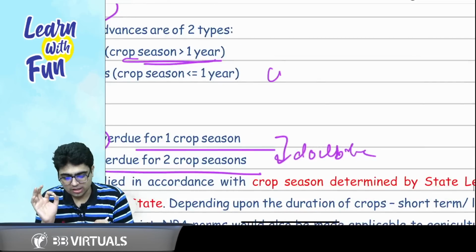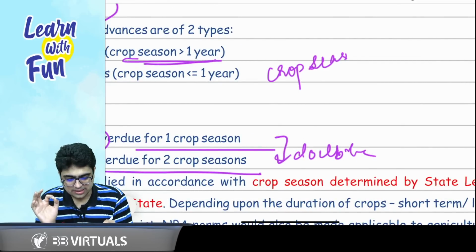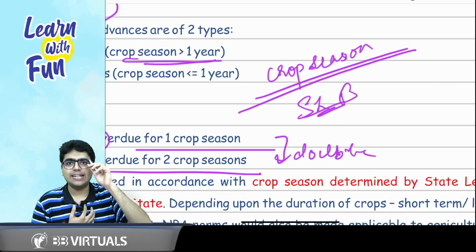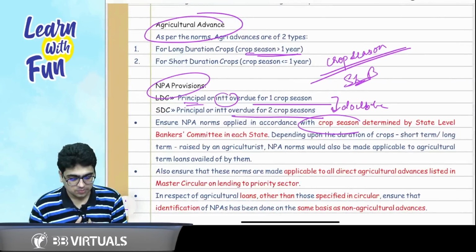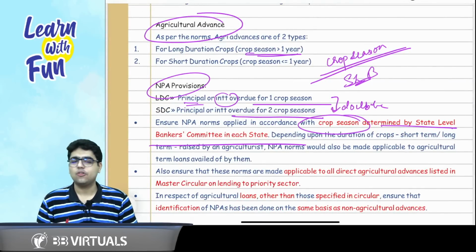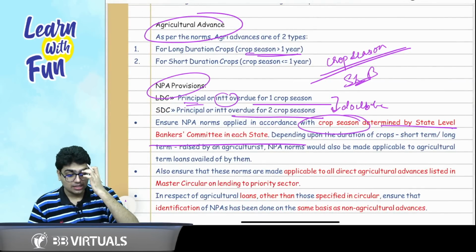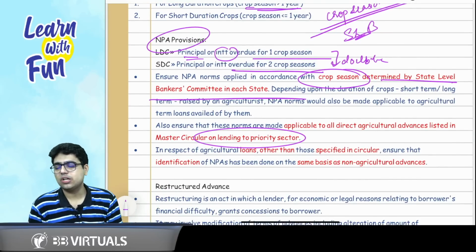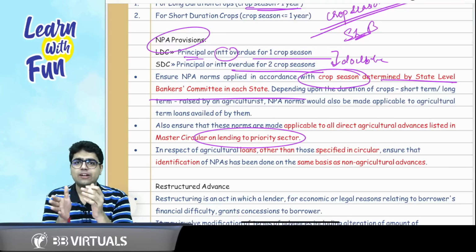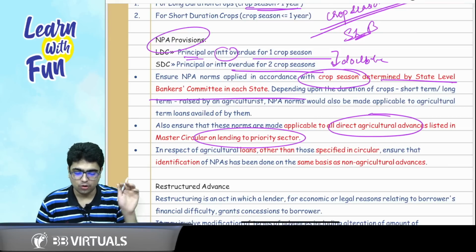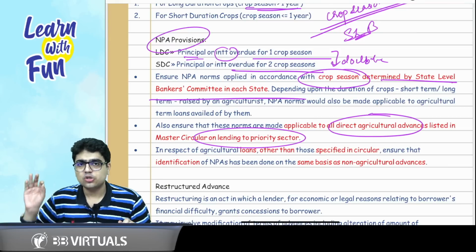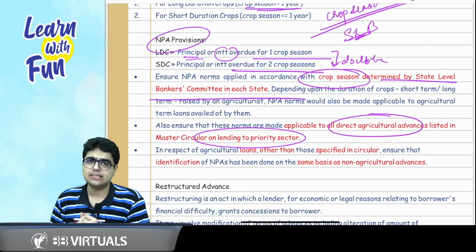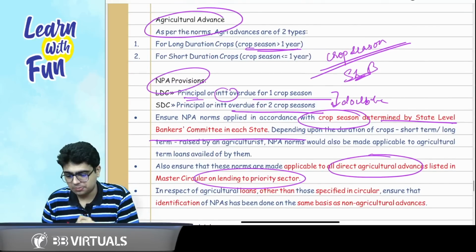Now, sir, who decides the crop season? SLBC, that is, the State Level Bankers' Committee. So the crop season is determined by the state level banking committee of each state. Now, what will be the master circular? The master circular is on lending to priority sector. Master circular on lending to priority sector tells you what advances are considered as agricultural advances and what are not. Only for those advances which are considered agricultural advances as per the master circular will these provisions apply.